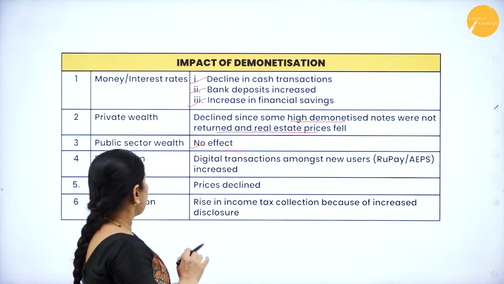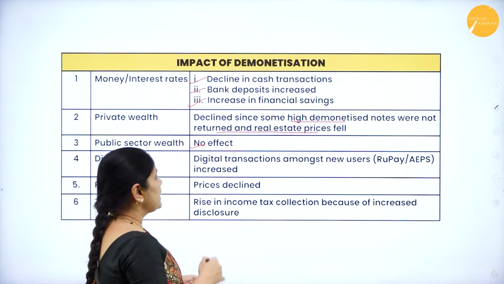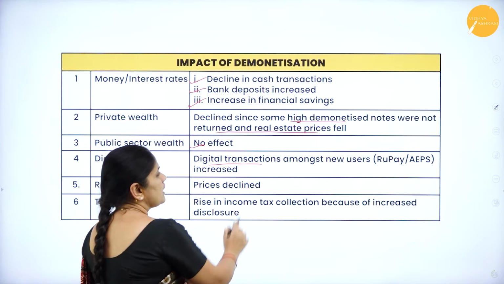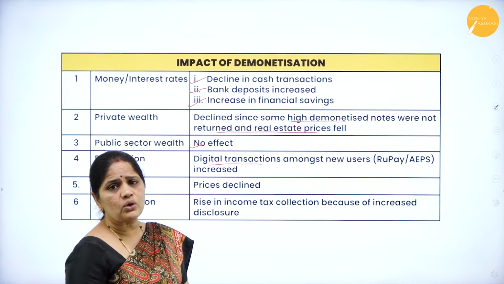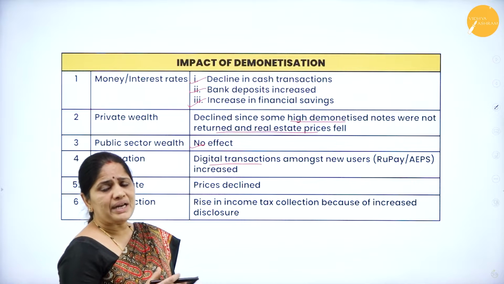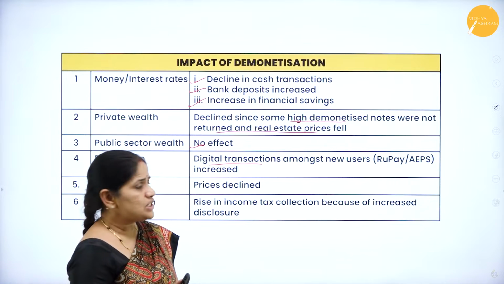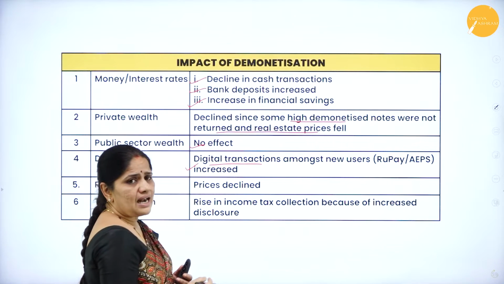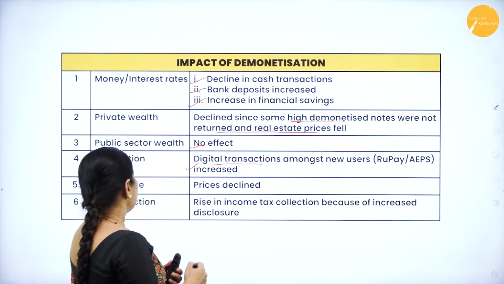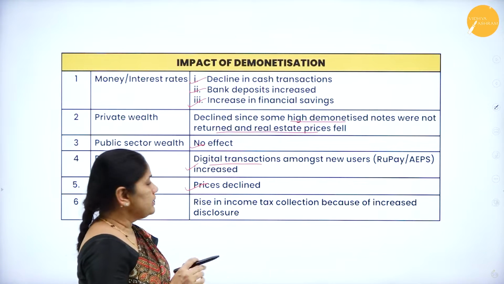Then digitization. Now what is digitization? It is nothing but digital transactions. Nowadays it is much easier for us. We are using Google Pay, PhonePe and Paytm more and more. There are various modes of paying through digital methods, and this has increased in the last few years. Then we have real estate, where prices also declined.